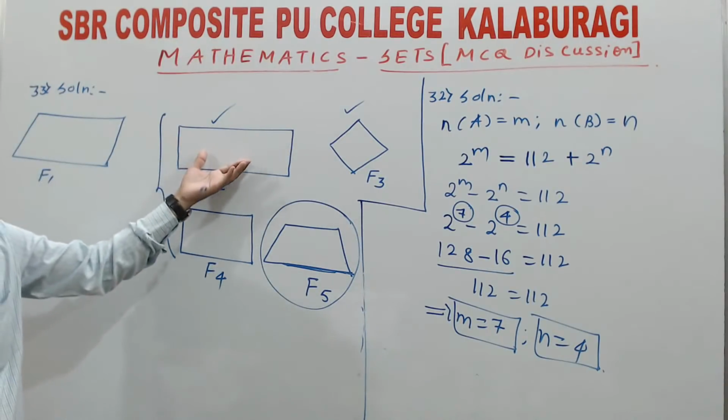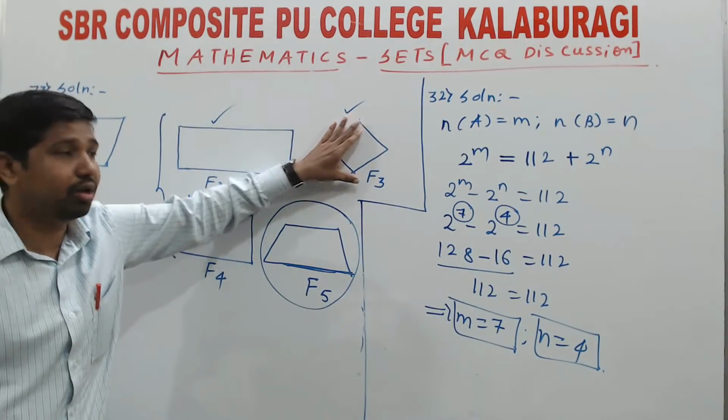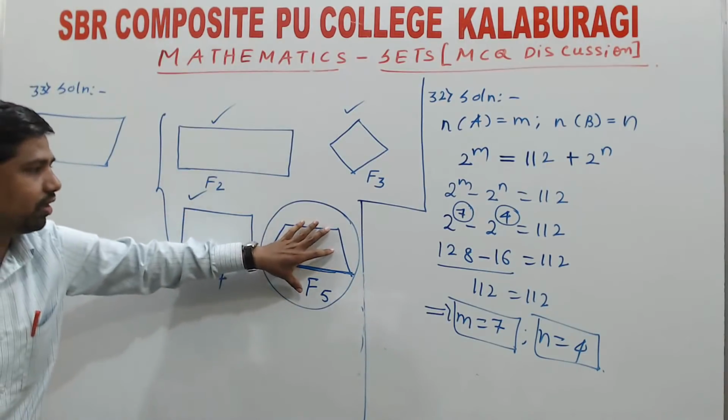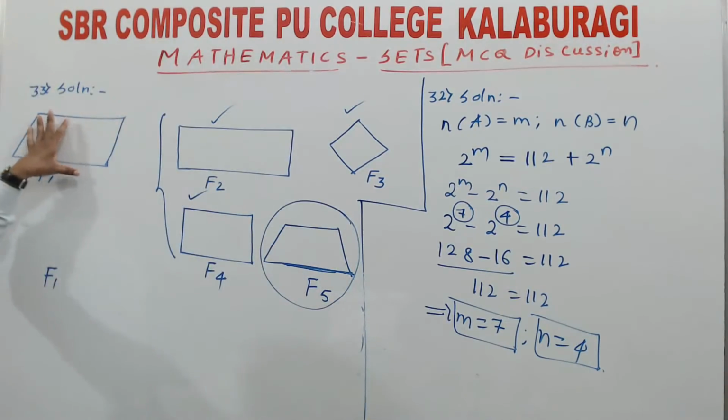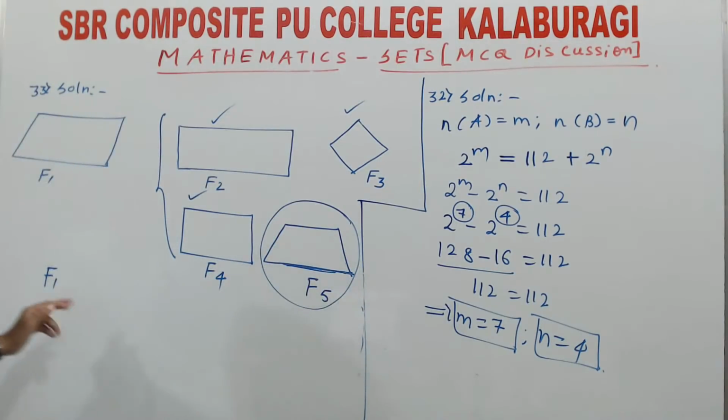So a parallelogram where diagonals are equal becomes a rectangle; where all sides are equal but diagonals are not equal, a rhombus; all sides are equal and diagonals are also equal, it's a square. So we cannot call a trapezium a parallelogram. So F5 cannot be taken at all, we can eliminate F5. F1 may be equal to what, it is asking.